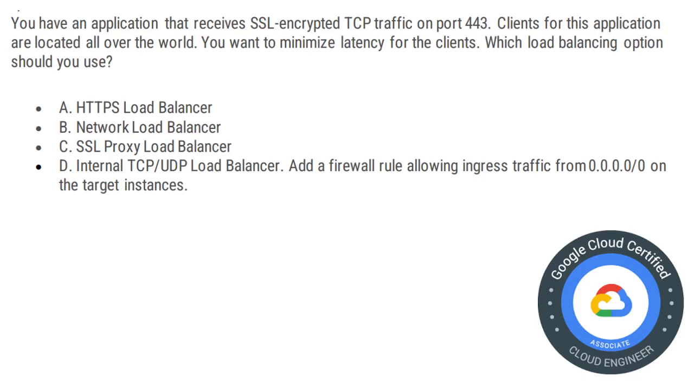Next question is, you have an application that receives SSL encrypted TCP traffic on port 443. Clients for this application are located all over the world. You want to minimize latency for the clients. Which load balancing options should you use? The answer is option C, that is SSL proxy load balancer.